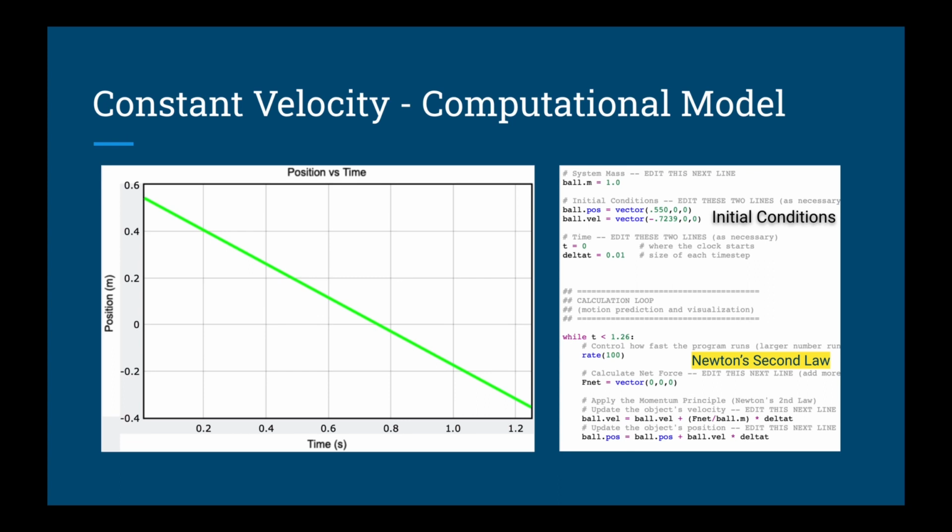Here we can see the computational model that was developed. Similarly, it has an initial position of 0.550 meters and an initial velocity of negative 0.7239 meters per second. However, it is important to note that the net force was 0 as there was no change in velocity, meaning there was no acceleration, since net force equals mass times acceleration. And then, from our Newton's second law, we derived the velocity and position update formulas, and you can see this here at the bottom of the screen.